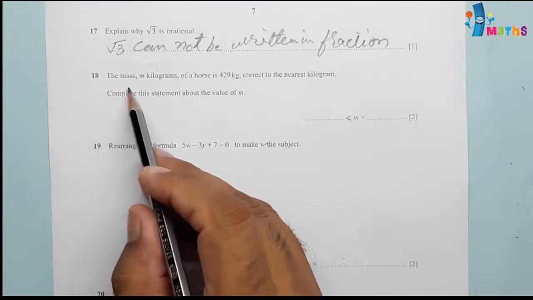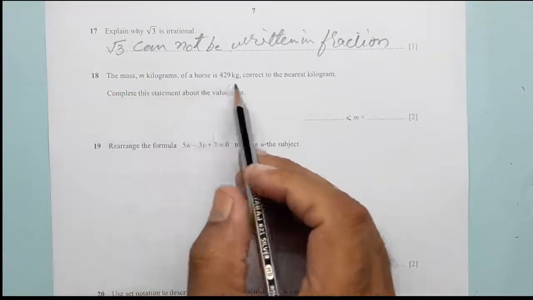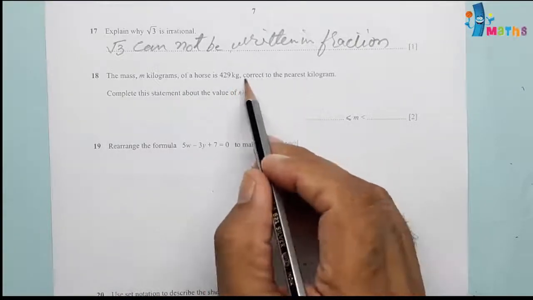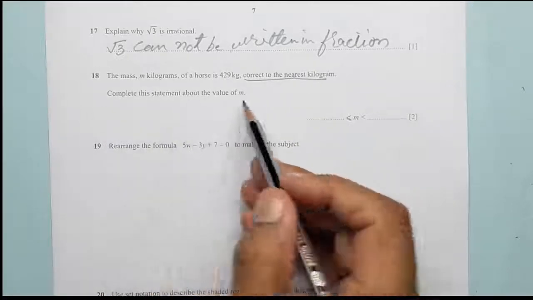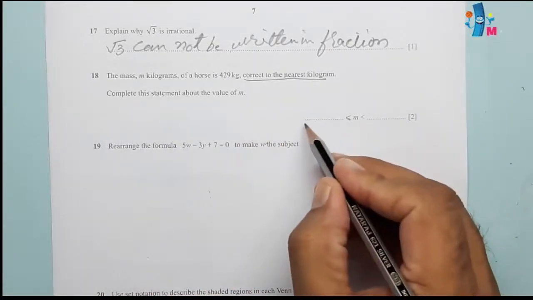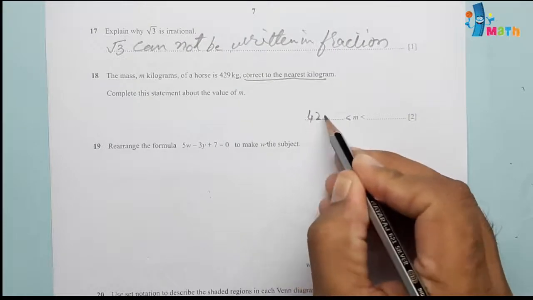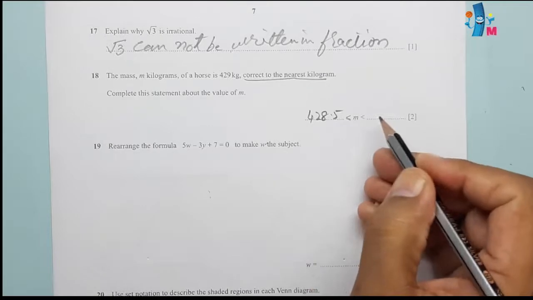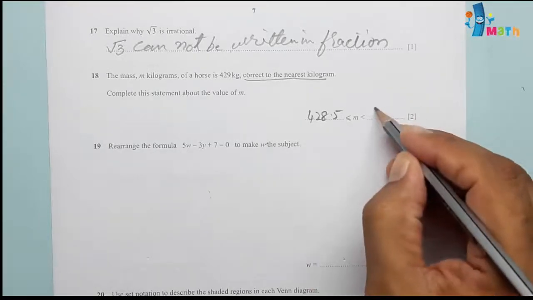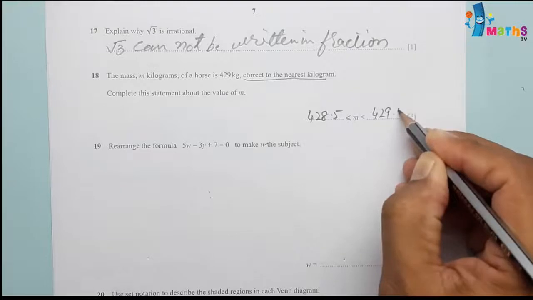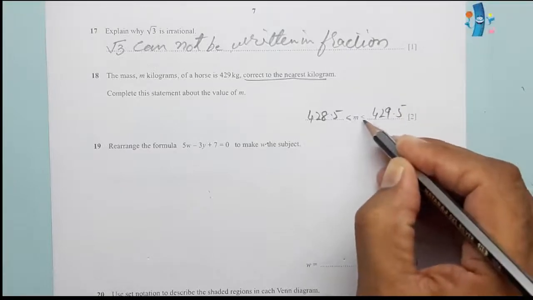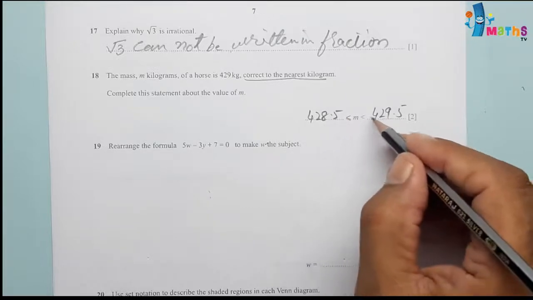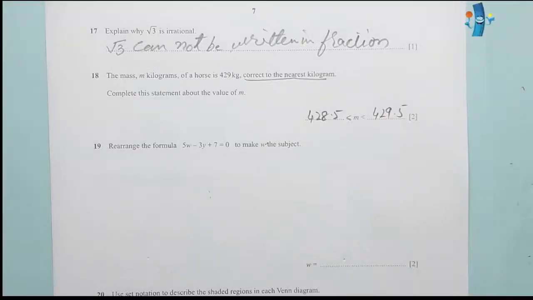The mass m kilograms of a horse is 429 kg, correct to the nearest kilogram. Complete this statement for m. So m can be 428.5, it will be more than or equal to that. And the upper bound will be 429.5, and the upper bound is only this one. m will be less than this. This side will be less than or equal to, this side will be less than.